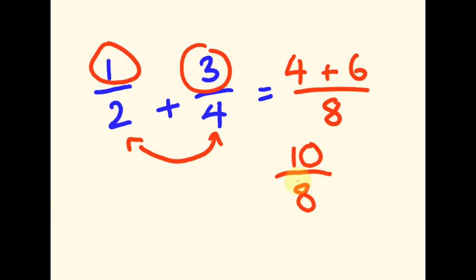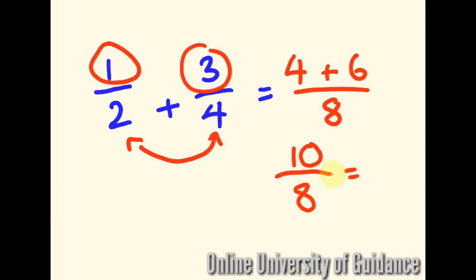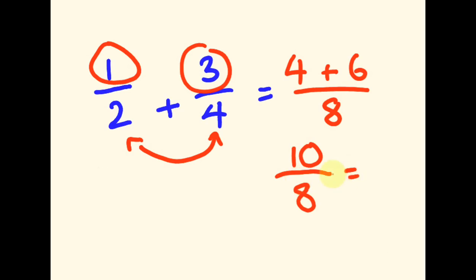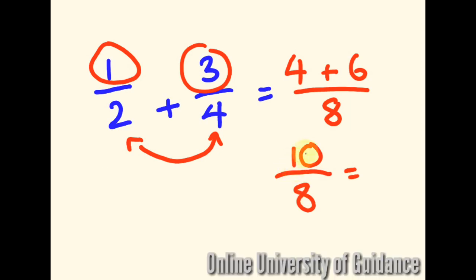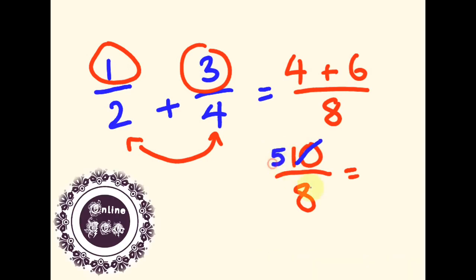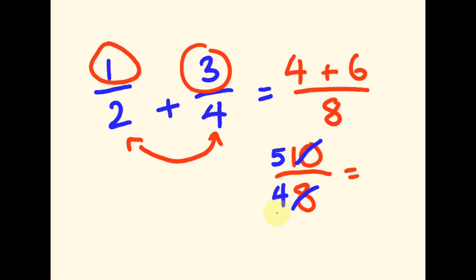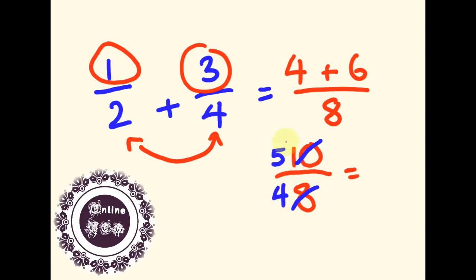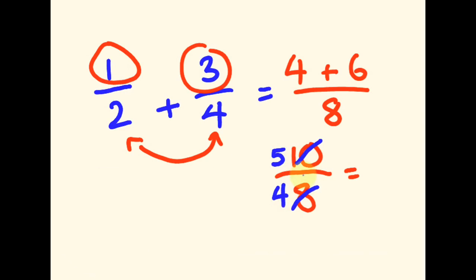Now what you're going to notice first off is that we can simplify this further. So let's do this. First off, we look for a number that goes into both the top and the bottom. And you'll see straight away that number is 2. So we divide the top by 2, we get 5. We divide the bottom by 2, we get 4. We can still simplify this. This is at the moment what we call an improper fraction. We can turn it into a mixed number, that is.